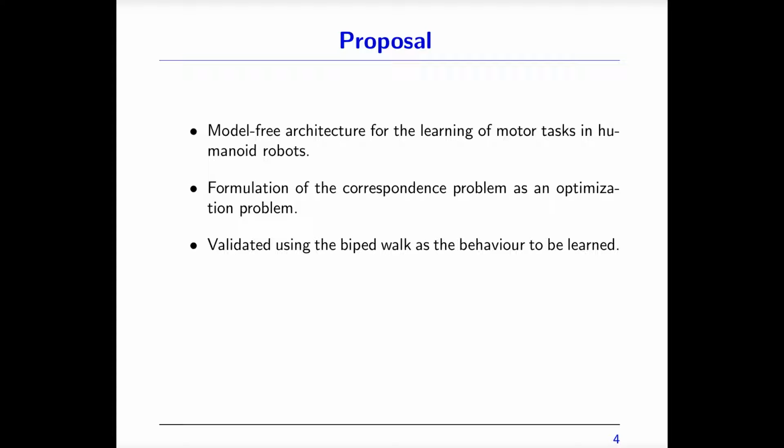Our proposal consists of a model-free architecture for the learning of motor tasks in humanoid robots. We base it on the formulation of the correspondence problems as an optimization problem. It was validated in a physics simulation environment using one of the most important and challenging behaviors needed for humanoid robots: to obtain a stable, human-like gait.